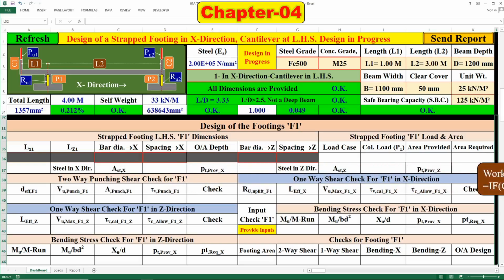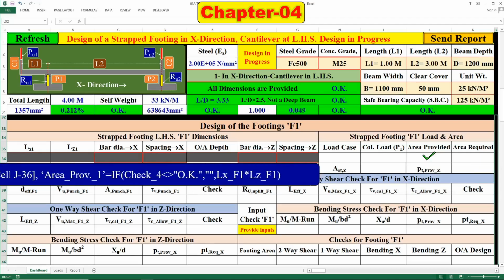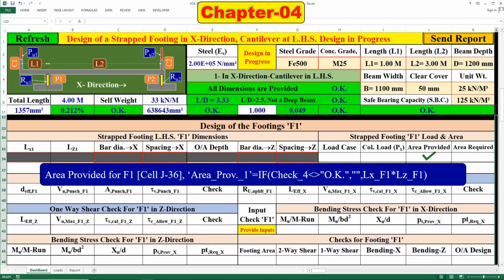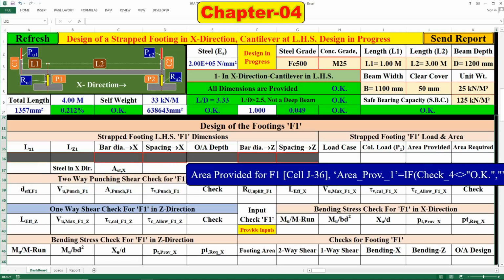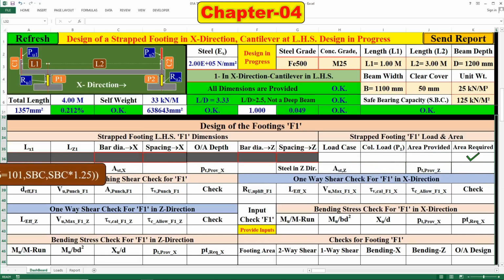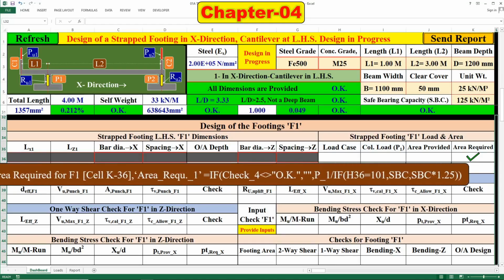Now, we are seeing the formula for the area provided for footing F1 in cell J36. The defined name of the cell is area_PROV_1. First, Excel will check check_4. If it is not OK, the cell will remain blank. Otherwise, it will calculate it by multiplying LX_F1 with LZ_F1.